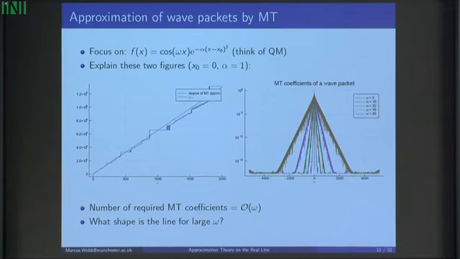And we had these two figures that we wanted to explain. The first one on the left is, as you increase the frequency omega, the number of coefficients you need to get a desired accuracy only grows linearly. Can we explain that? And also, if you look on the right figure, I plotted the coefficients for various frequencies of this wave packet. And as you increase omega, there appears to be a certain shape. What is the shape of these lines for large omega? We just want to understand what's going on.